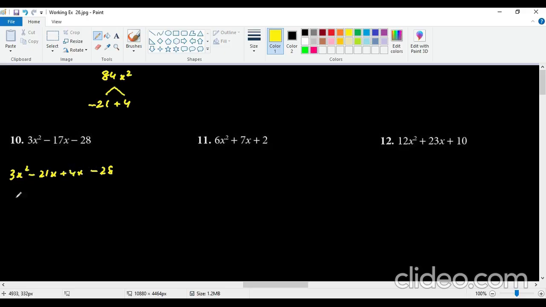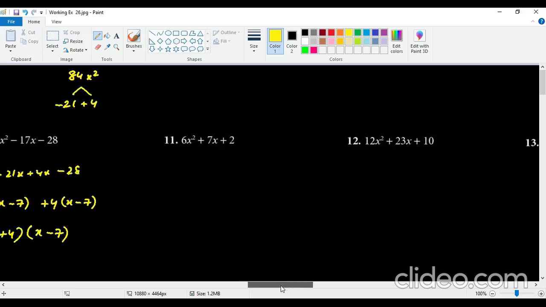So in the first two, I see that 3x is common, and when multiplied by x minus 7, it's going to give us minus 21x. And as soon as you get the first bracket, copy down this bracket and write it once again. You already have x and you need a plus 4x. So plus 4 is the required number that you should be writing over here. So 3x plus 4 is going to be one bracket and another bracket x minus 7. Moving on to question number 11.